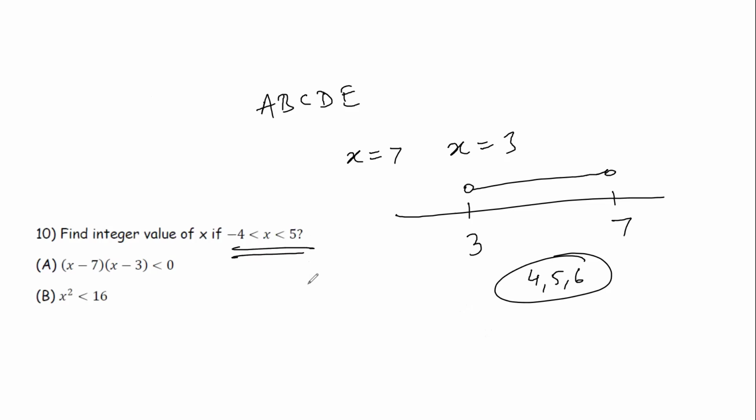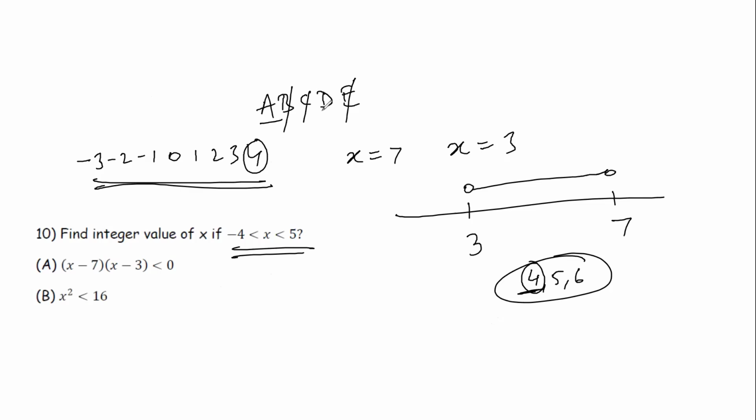Also, they've given us that -4 less than x less than 5. So -4 less than x less than 5 is -3, -2, -1, 0, 1, 2, 3, and 4. From A, we got 4, 5, 6. The information already given is this. So the only common value is 4. So the integer value of x is 4. We get a definite answer with A. A answers. So it's either A or D.